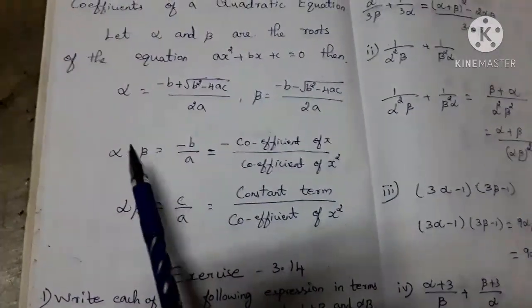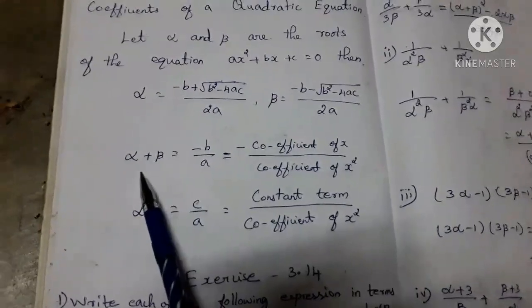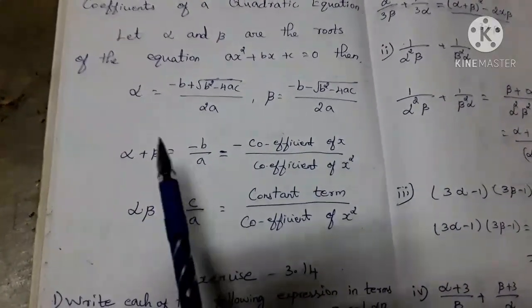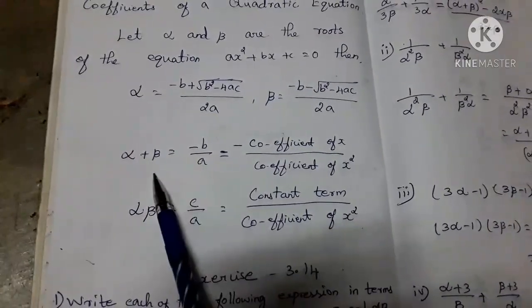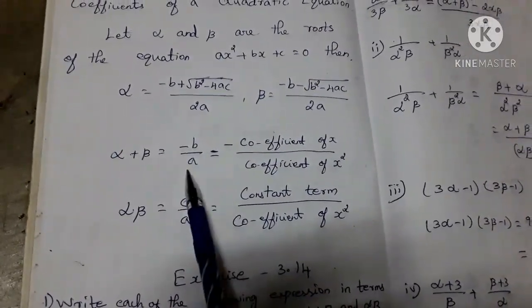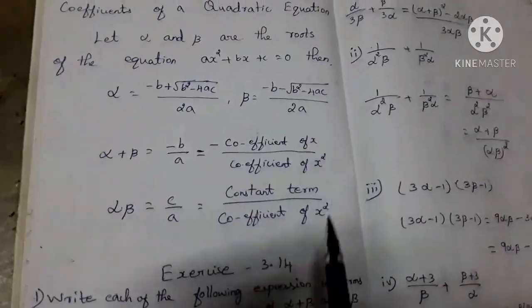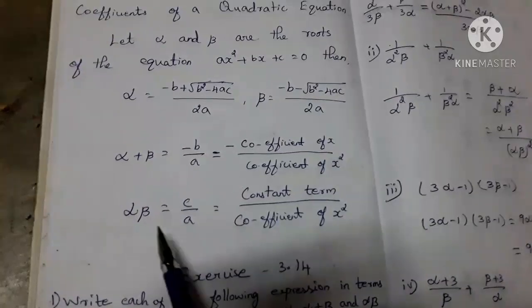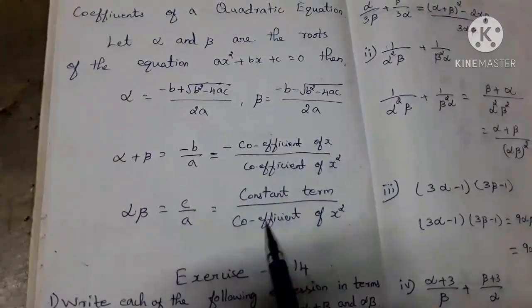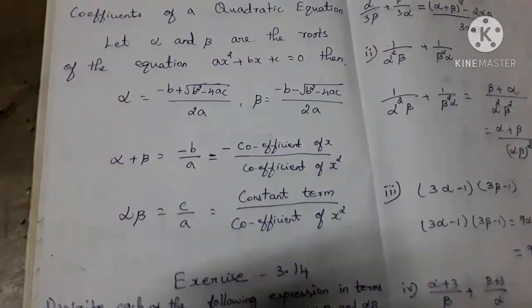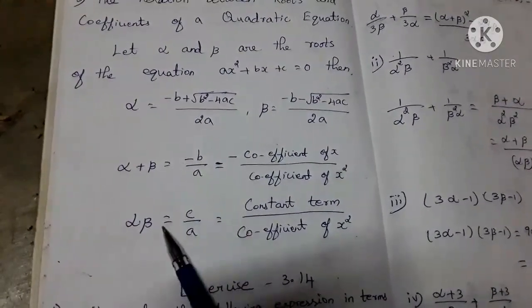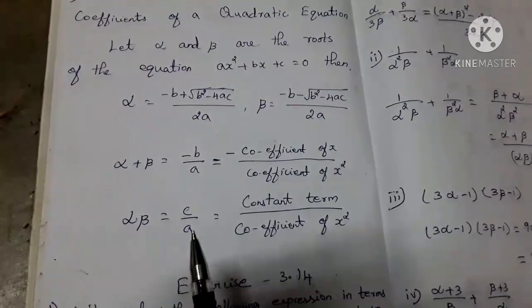Using the coefficients, we find the formulas, that is, alpha plus beta, the sum of the roots, and the product of the roots. The sum of the roots is minus b by a, that is, minus the coefficient of x divided by the coefficient of x squared. The product of the roots is c by a, the constant term divided by the coefficient of x squared. So this is the sum of the roots, this is the product of the roots. We already studied this. Here we are going to use this and find the values.